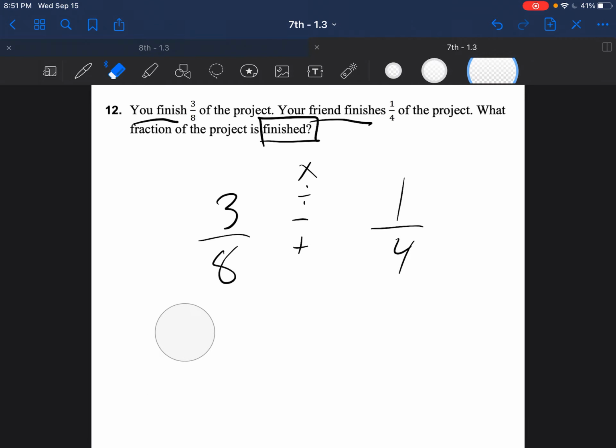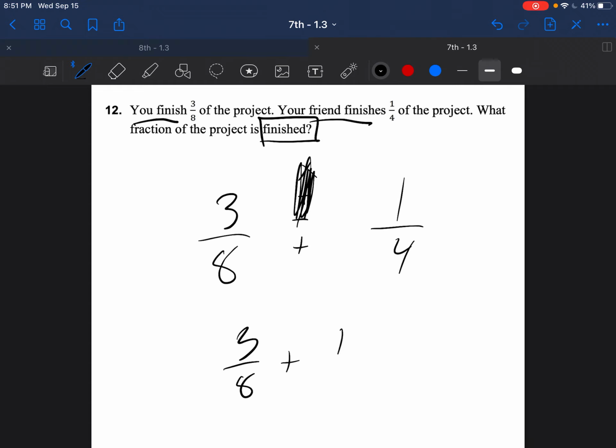So if you did that, that means you just added. So it means we want to add these 3 things together. So we have 3/8 plus 1/4. Well, how do we add fractions? You need to have a common denominator. So what common denominator does 4 and 8 have? That is going to be 8.